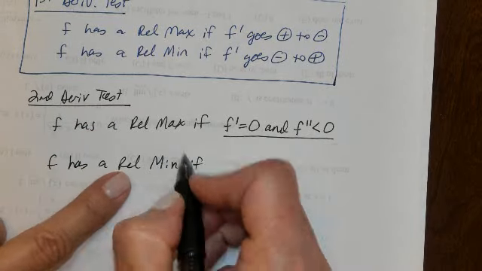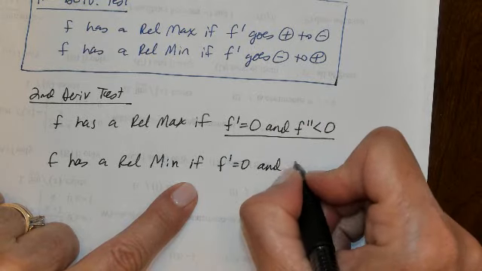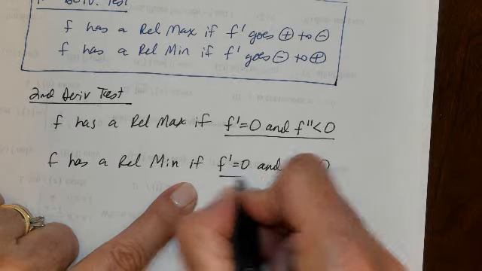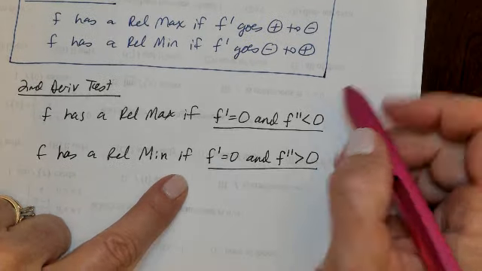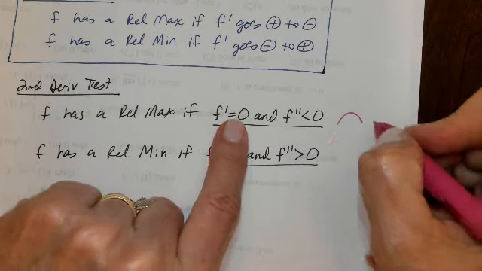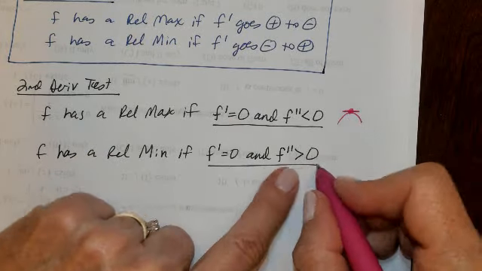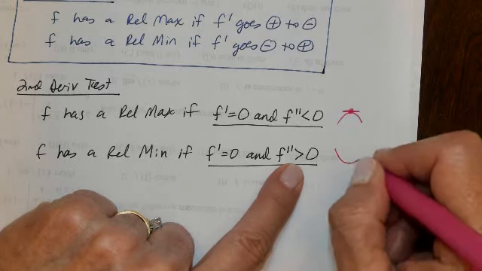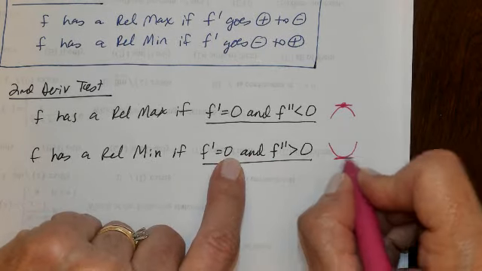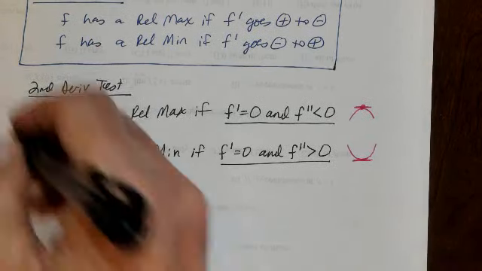F has a relative min if F prime is 0 and F double prime is positive. Okay, think about that. F double prime negative, you're concave down. F prime 0, you're right up here at a max. F double prime positive, you're concave up. F prime 0, you must be down here at a relative min. It makes sense. So this is the second derivative test.